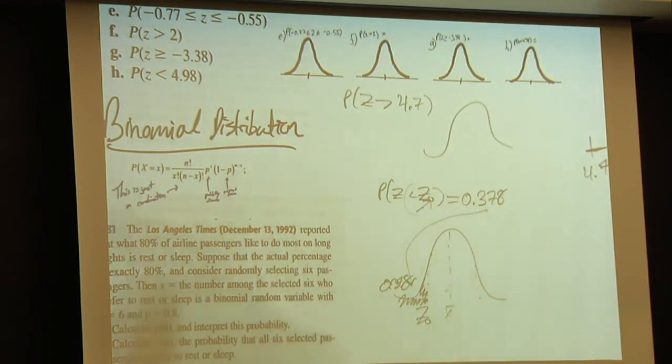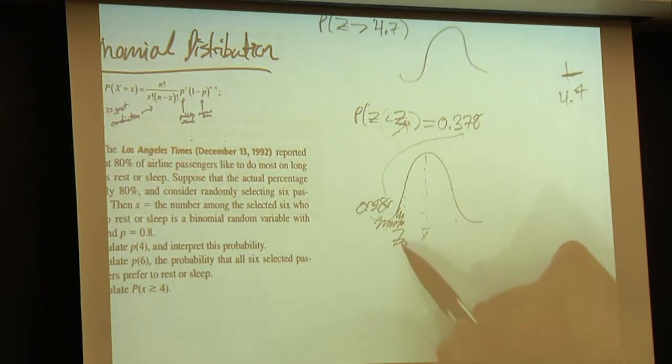So I'm going to sit with my table. Everybody take a quick minute. If you have a table on you, try to look it up, and we'll see if we all end up at the same answer. We want the Z naught here that gives us 0.378 below us.